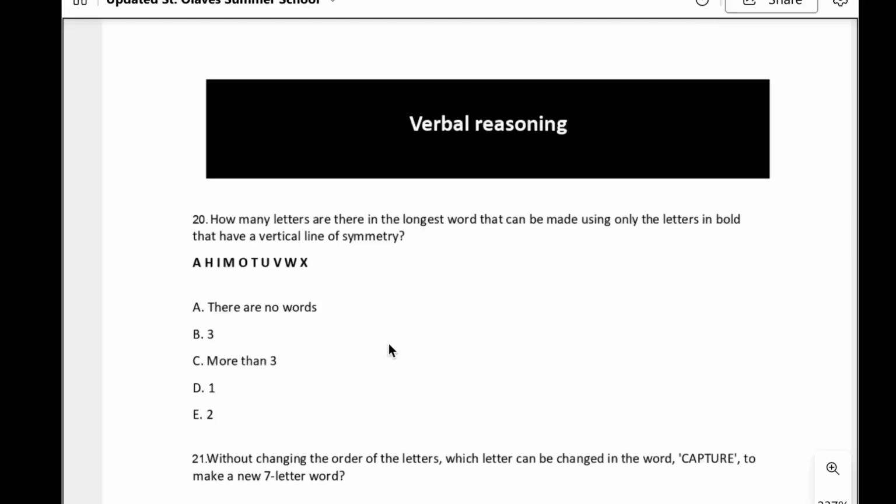For 20, this is the verbal reasoning section. I'm starting off with question number 20. And it says, we have to find the longest word that can be made using letters only in bold that have a vertical line of symmetry. So vertical line of symmetry, I can see M, A, H, T, definitely I, but I don't know any words. But the longest word I can make is math. And so that is more than 3, therefore the answer is C.